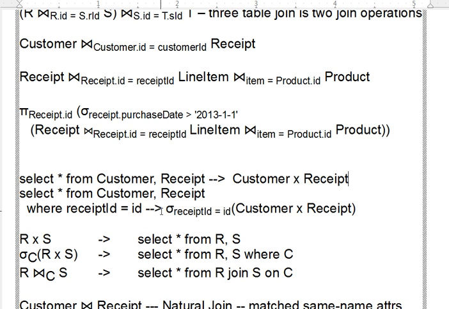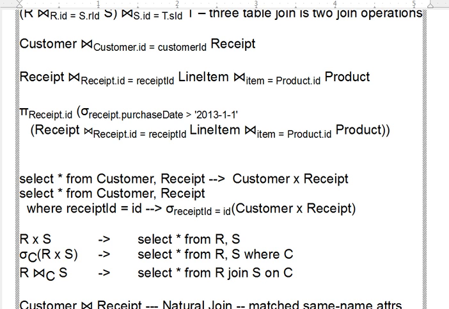What we're going to do is use customer cross receipt. Remember, that's simply a Cartesian product, so it translates to a X operator. And then we could write the other as the selection operator, receipt ID equals ID, on the Cartesian product. So a join can be rephrased as a Cartesian product with the join condition applied via a selection operation.